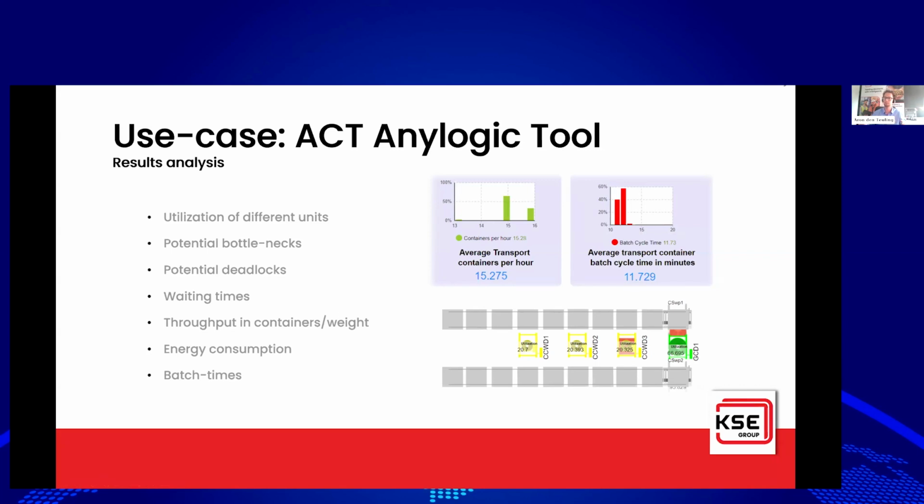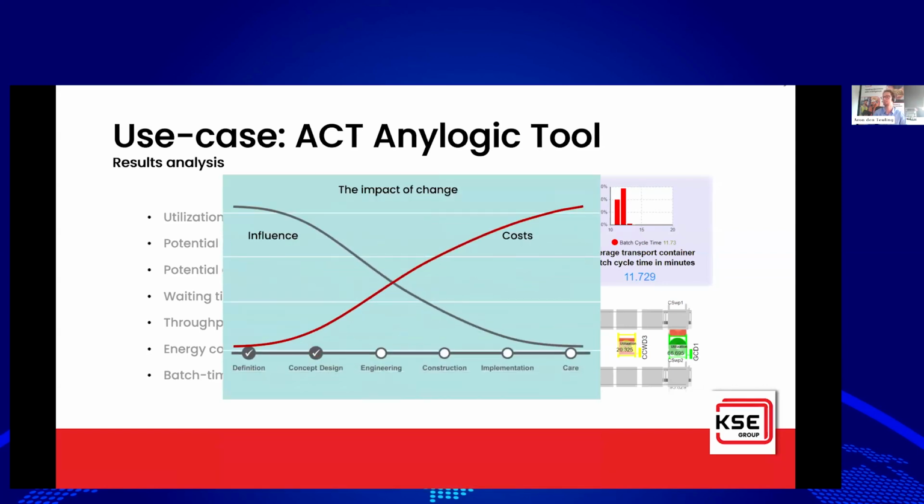When we know all these things at the start of building the factory, again, this picture comes in. We can change things very easily without a lot of cost. It will be fixed very quickly without a lot of adjustments. So that's very good, and that's why we do this. Then besides this tool, which we particularly use for the ACT, we also have other tools inside KSE.